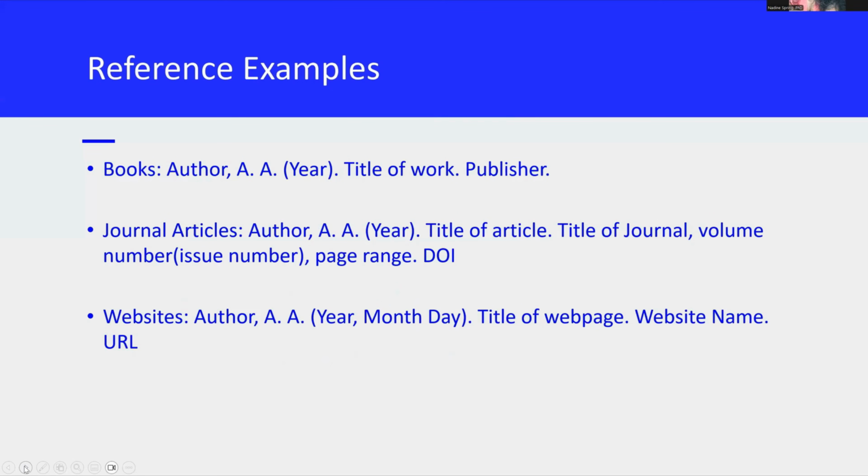Let's look at some examples of how to format different types of references in APA style. The examples I provided here are books, journal articles, and websites. And these examples should help you format your own references correctly in APA style.